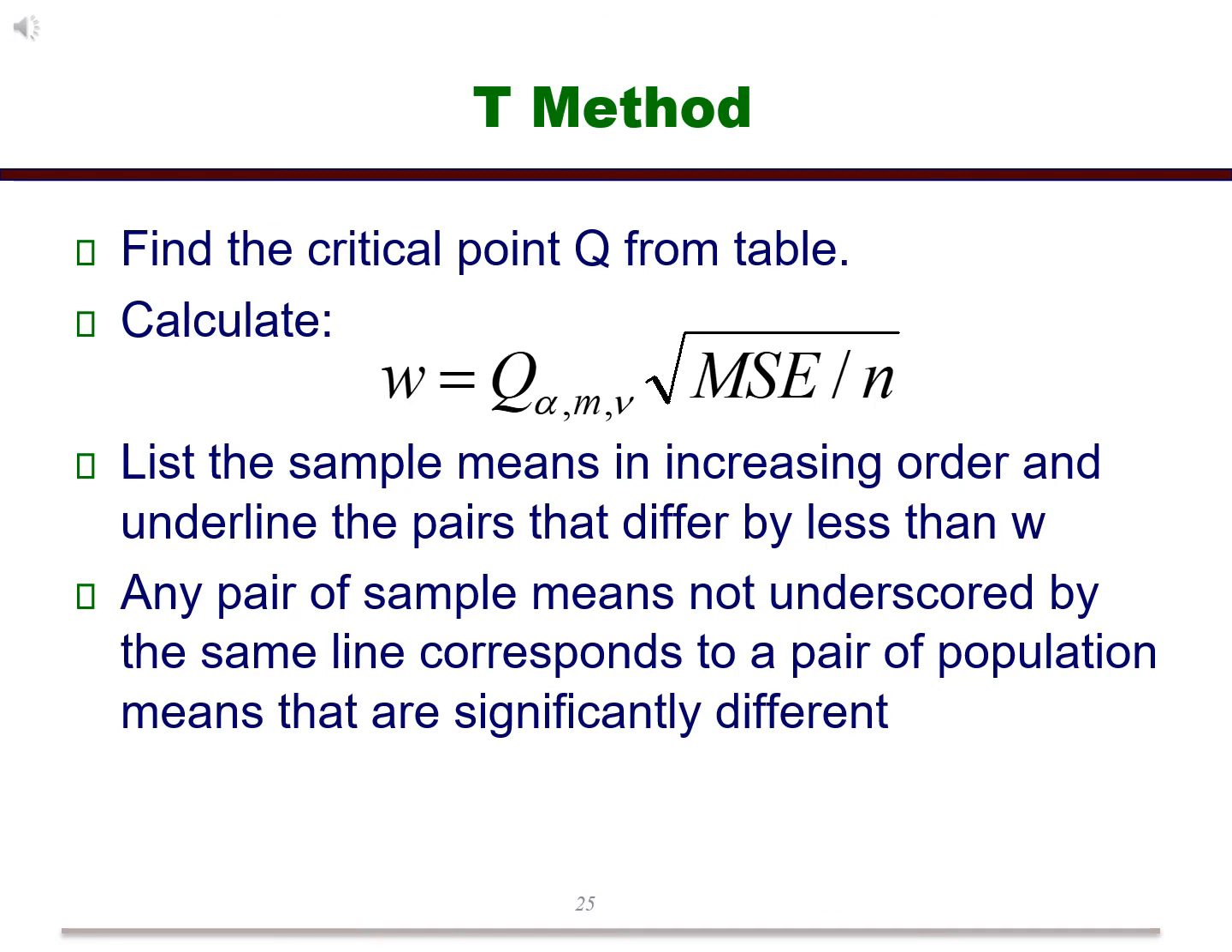Since we are only interested in whether or not 0 is in each interval, there's an easier way to identify significant mean pairs. First, we calculate W, a width required for significance. Then we list the sample means in increasing order and underline the pairs that differ by less than W. Any pair of sample means not underscored by the same line corresponds to a pair of population means that are statistically different.